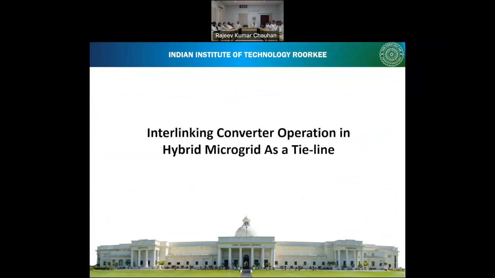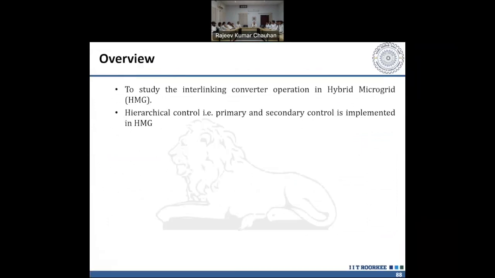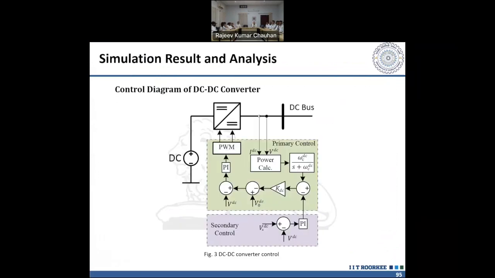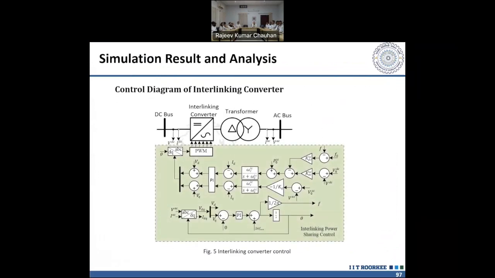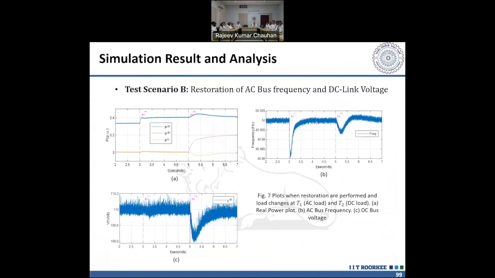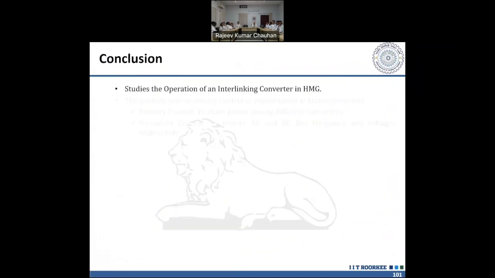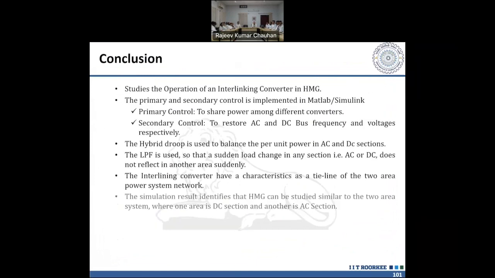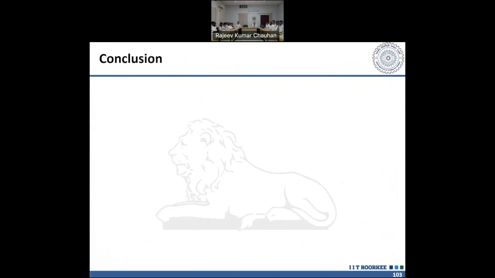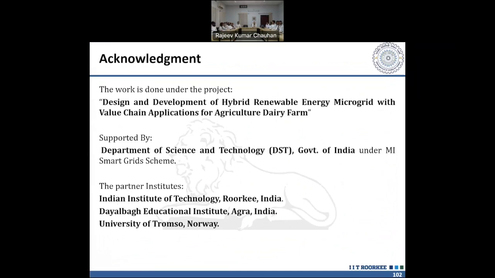I think the interlinking discussion will take too long, so I will stop here. I will not discuss it here. Basically this interlinking converter is for the hybrid microgrid. I just want to say that here.